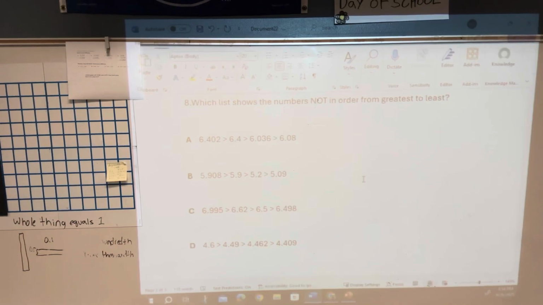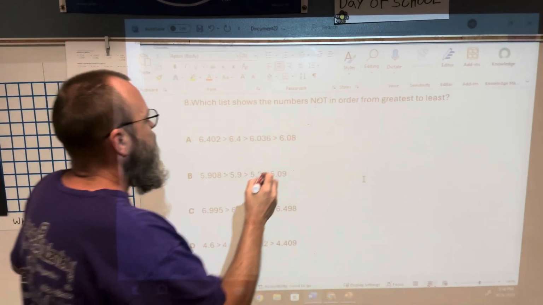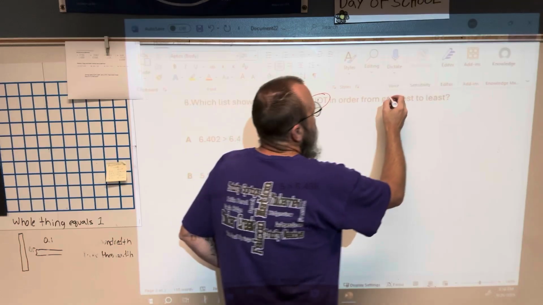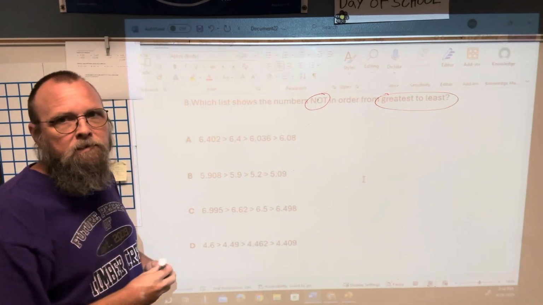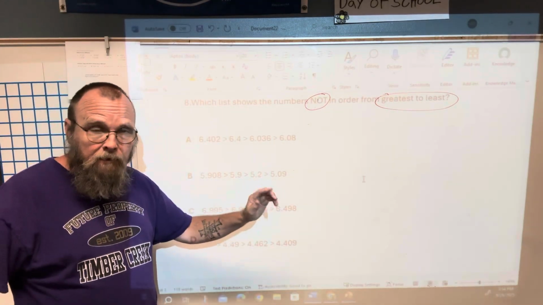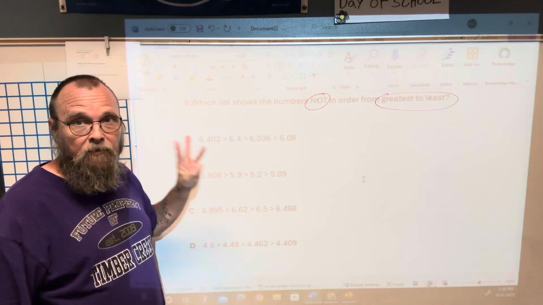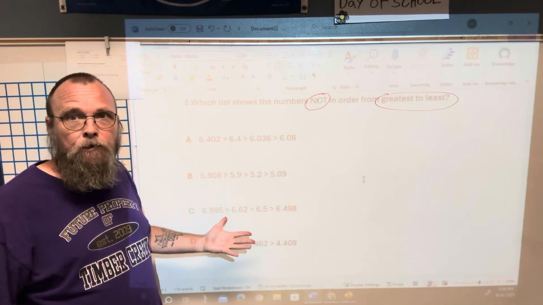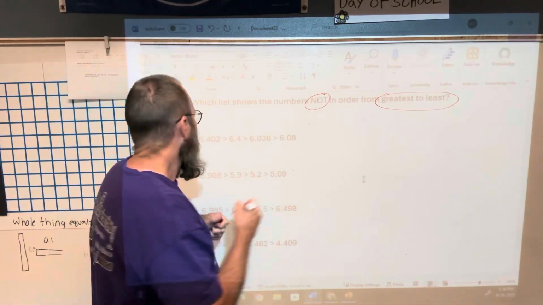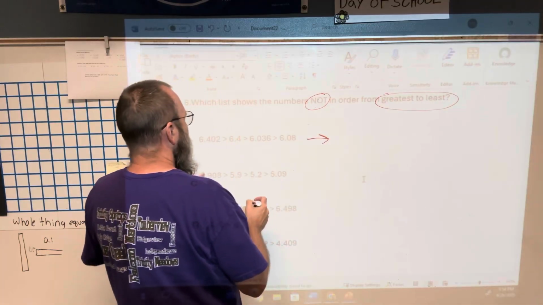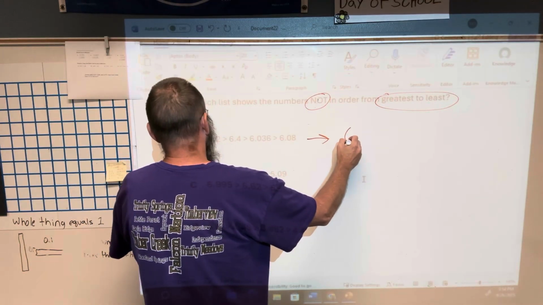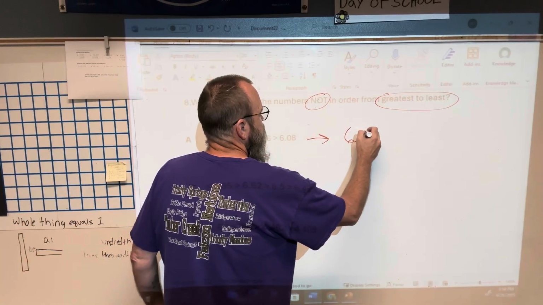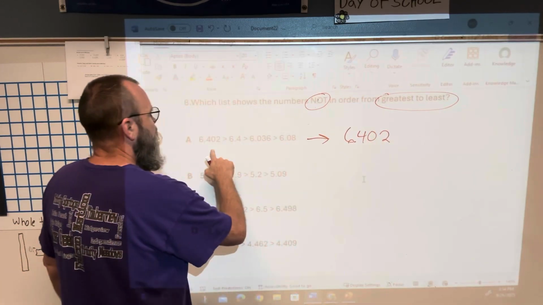Spot Review 7, problem number 8. Which list shows the numbers not in order from greatest to least? So important here is the not, and the important here is the greatest to least. So there's only one that is not greatest to least. The other 3 are greatest to least. So the process I would use, and I'm going to just look at A, I would write them down lining up the place values.